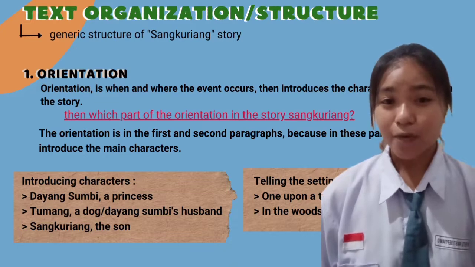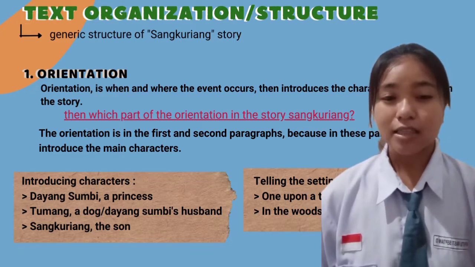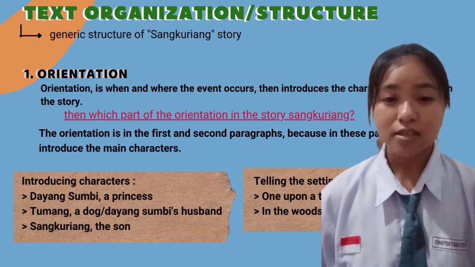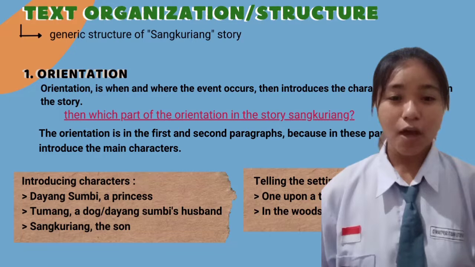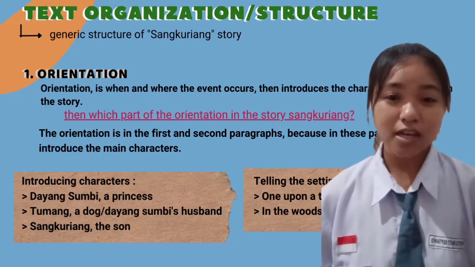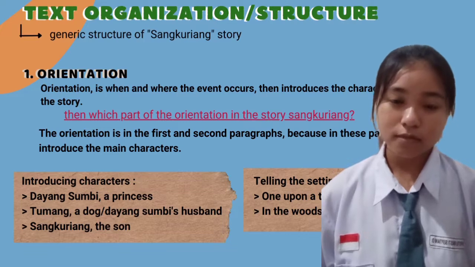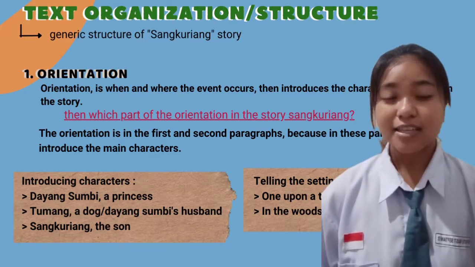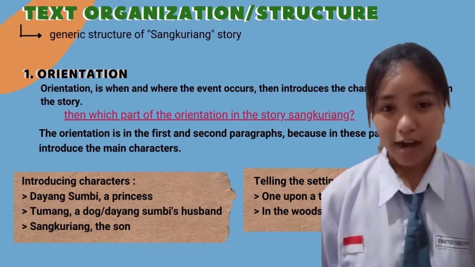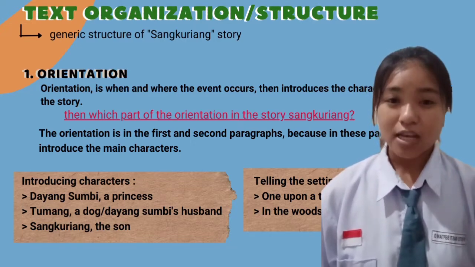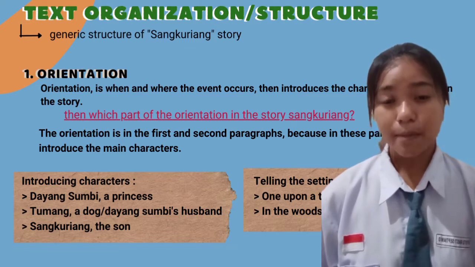Orientation: when and where the event occurs. Then introduce the characters contained in the story. Which part is the orientation in the story of Sangkuriang? Okay, the orientation is in the first and second paragraph, because in those paragraphs the main characters are introduced.